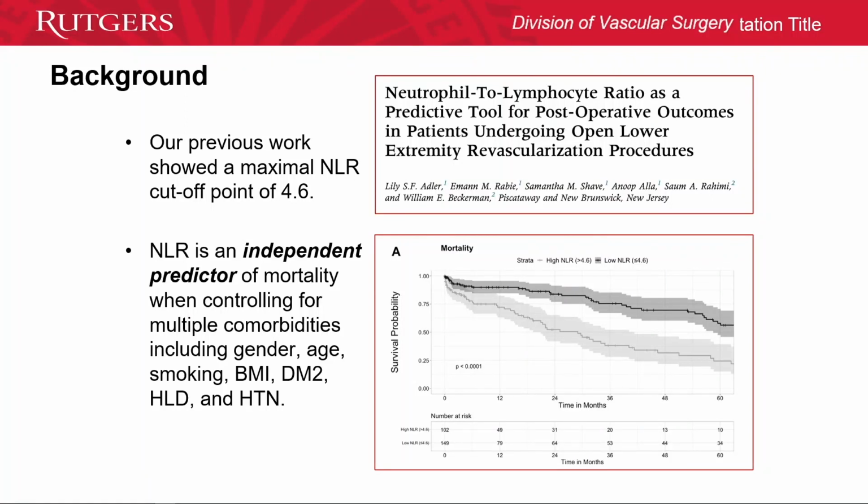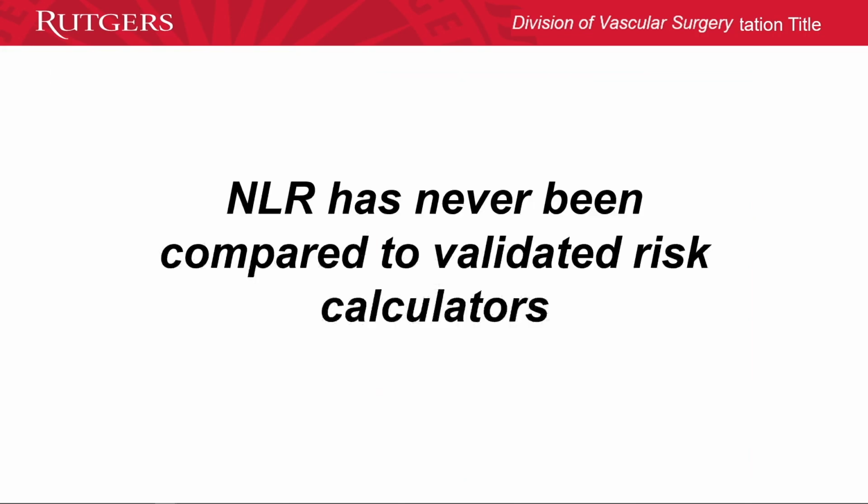So there is no accepted value for an NLR. Normal values are considered to be 1 to 3, but there isn't one cutoff point. So our prior work showed that there was a maximal cutoff point in NLR of 4.6, which maximized the difference in mortality between two groups in patients undergoing open lower extremity revascularization. And what we found is that NLR is an independent predictor of mortality when controlling for multiple comorbidities using that cutoff point. But NLR has never been compared to validated risk calculators like frailty.